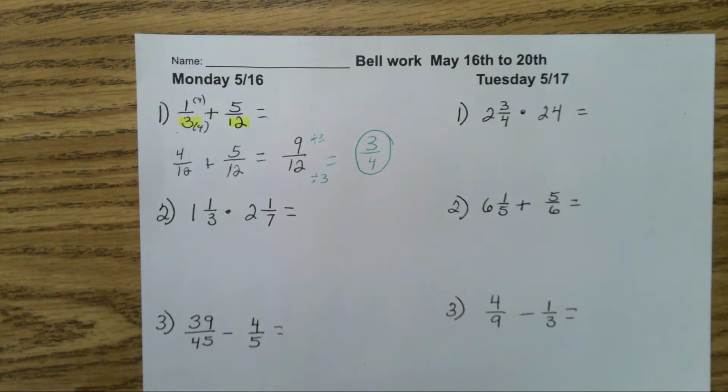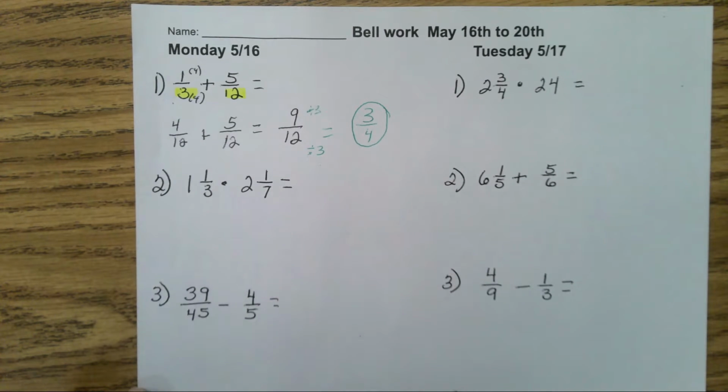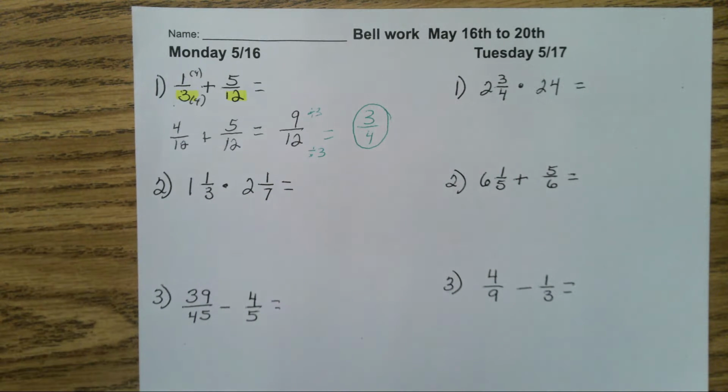Now let's go on to problem number 2. In this problem, you are multiplying fractions, and they are mixed numbers. What do you have to do to a mixed number before you can multiply fractions? Yes, Owen. Yeah, you multiply, add, and put it on top. It's called changing it to an improper fraction.